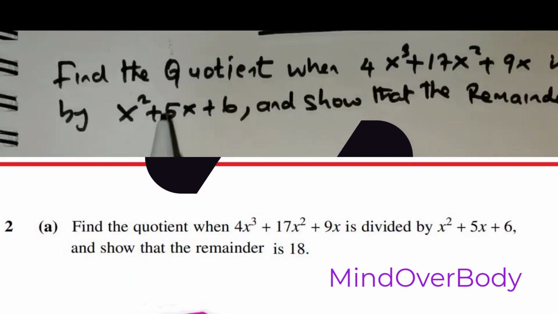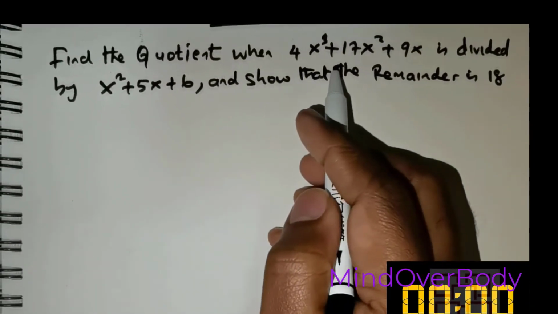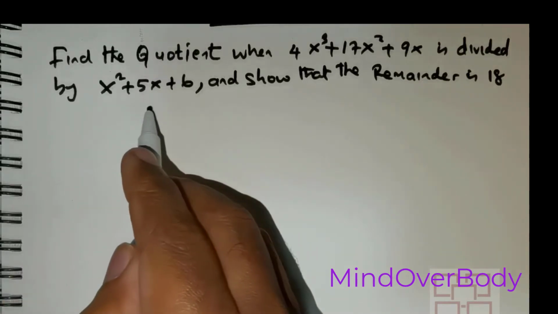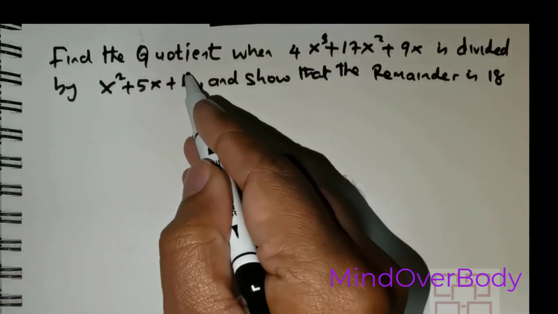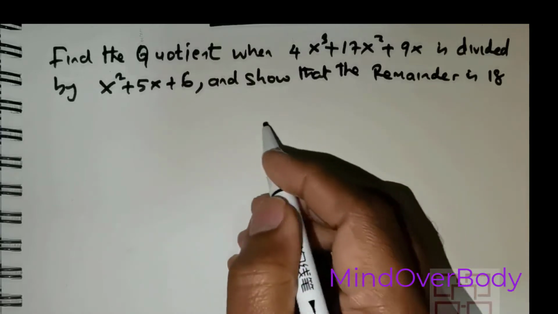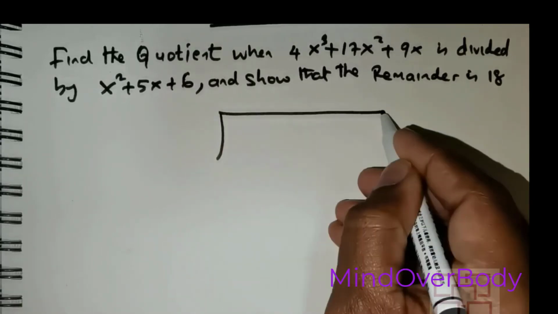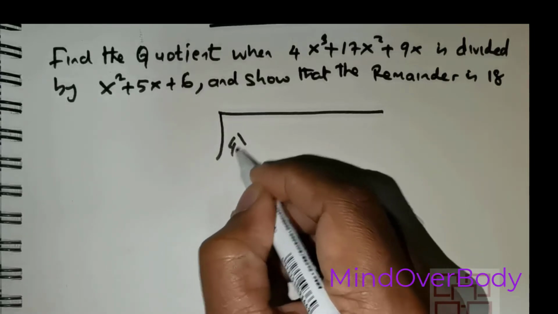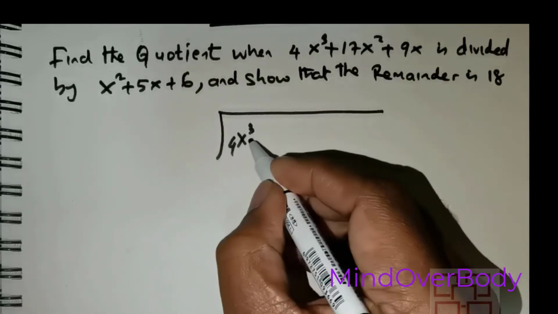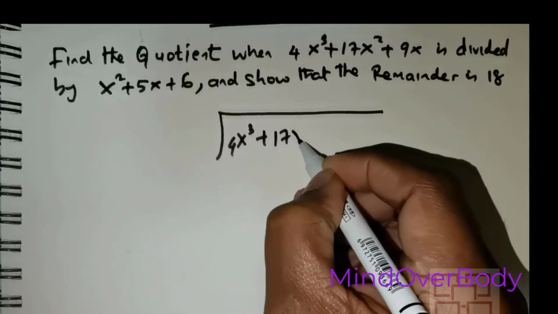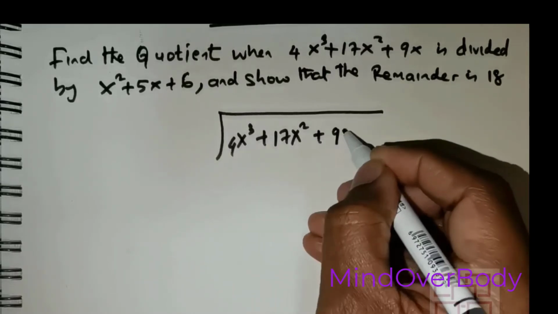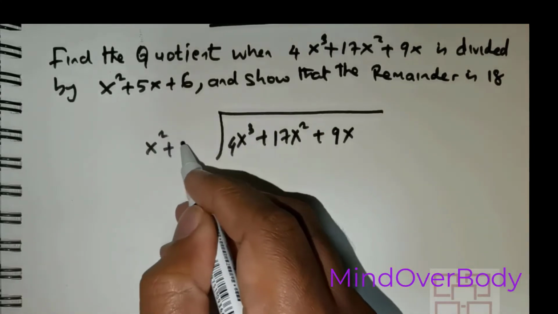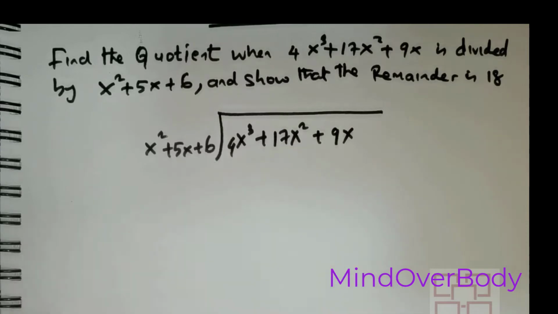We're given the question: find the quotient when 4x³ + 17x² + 9x is divided by x² + 5x + 6 and show that the remainder is 18. First, you draw something like this and then place the polynomial given, 4x³ + 17x² + 9x. Now this has to be divided by x² + 5x + 6.